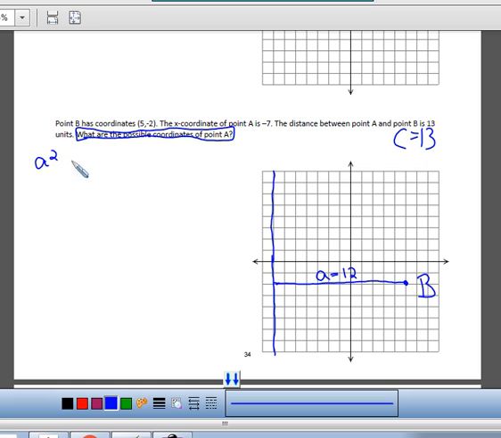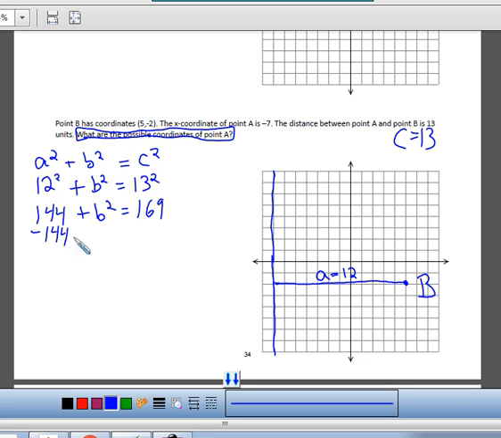So A squared plus B squared equals C squared. A is 12. B we don't know. C is 13. 12 squared is 144. 13 squared, 169. Subtract 144 from both sides. And B squared equals 25, which means B equals 5. So I have my other leg.